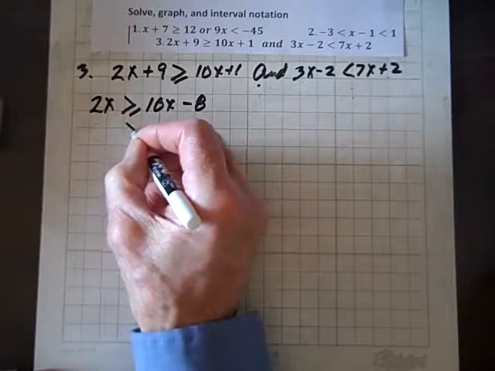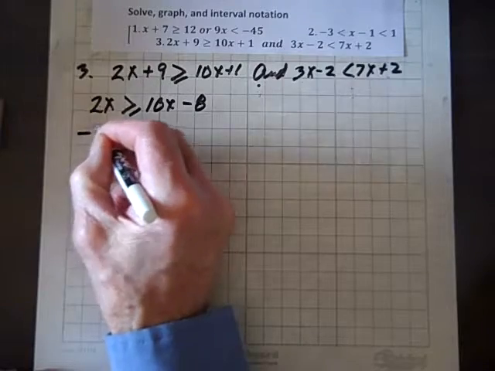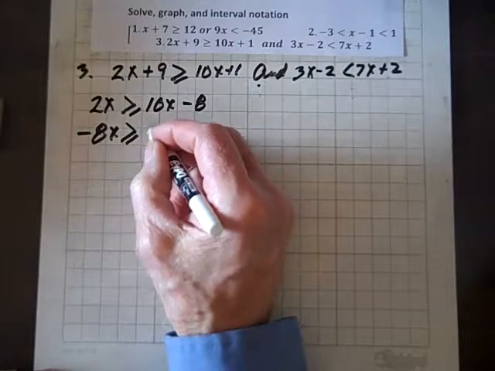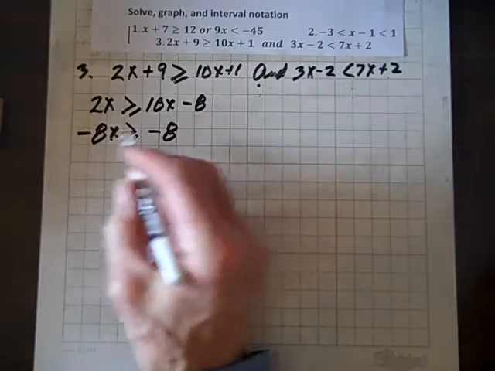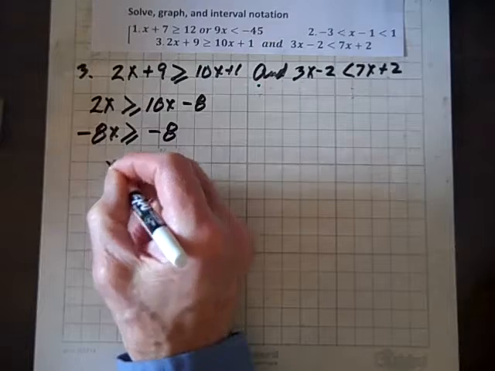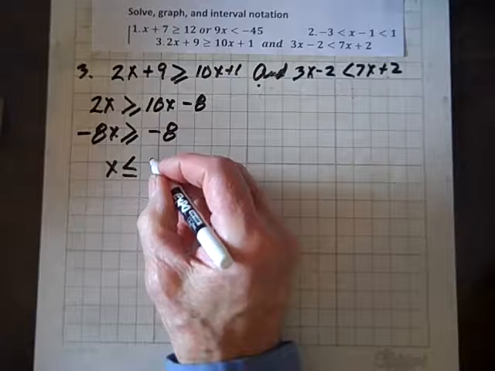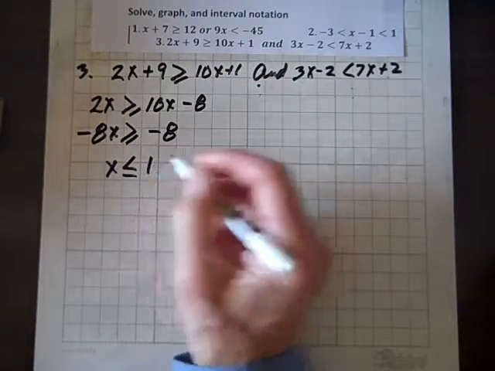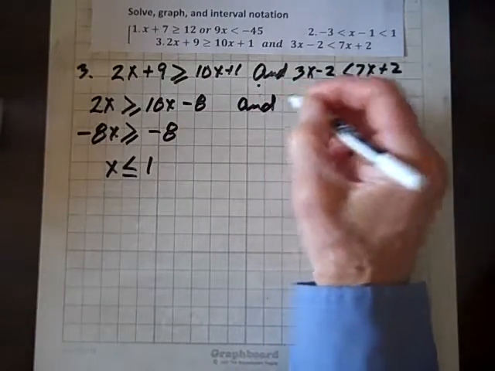2x minus 10x is a minus 8x. And subtracting 10x from this side, the 10x's cancel out, and we just have a minus 8 left. And now we'll divide through by a negative 8. And when we do that, negative 8 divided by negative 8 is 1. We have to flip the inequality because we divided through by a negative. Negative 8 divided by negative 8 is 1. And so this one's taken care of.